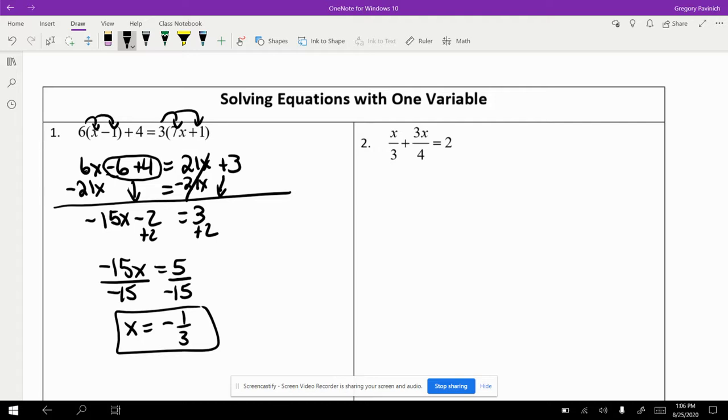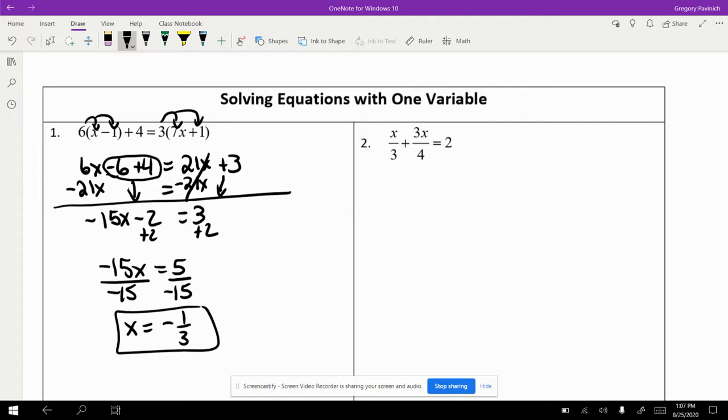Okay, number 2, here's a strategy that we're going to use, especially moving on to harder problems. Notice I don't like fractions, so I'm going to get rid of my fractions right away. I'm going to look at 3 and look at 4 and ask what number both of these are divisible by, and I'm going to try to pick the smallest number, which ends up being 12. 12 is the smallest number that is evenly divisible by 3 and evenly divisible by 4.